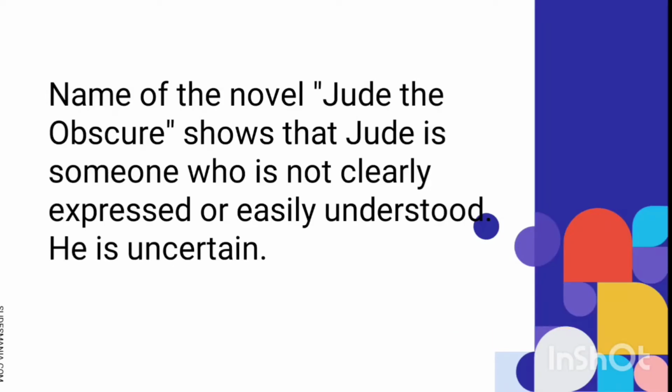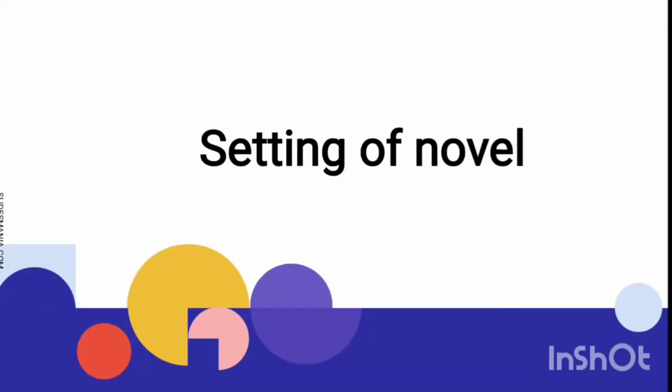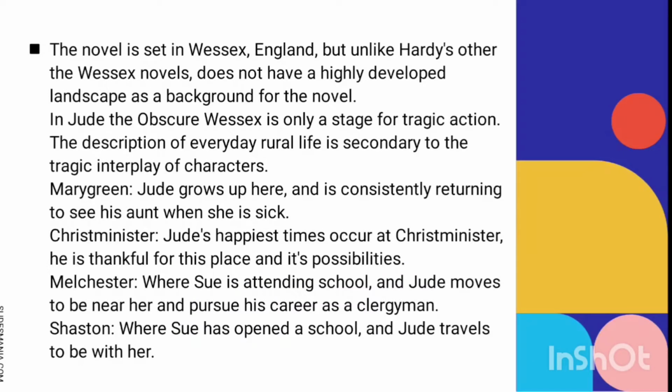First of all, the name of the novel Jude the Obscure basically shows that Jude is someone who is not clearly expressed or easily understood. He is uncertain. The setting of the novel is in Wessex, England, but unlike Hardy's other Wessex novels, it does not have a highly developed landscape as a background. In Jude the Obscure, Wessex is only a stage for tragic action. The description of everyday rural life is secondary to the tragic interplay of characters.